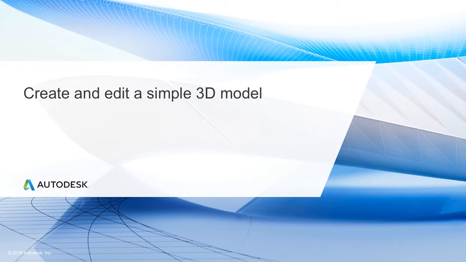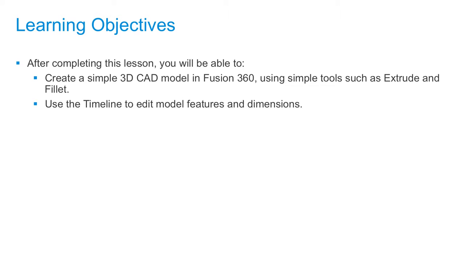In this Fusion tutorial, we're going to turn our two-dimensional sketch into a three-dimensional model. And after completing this tutorial, you'll be able to create a simple CAD model in Fusion 360 using simple tools such as extrude and fillet. We'll also use the timeline to edit the model features and dimensions.